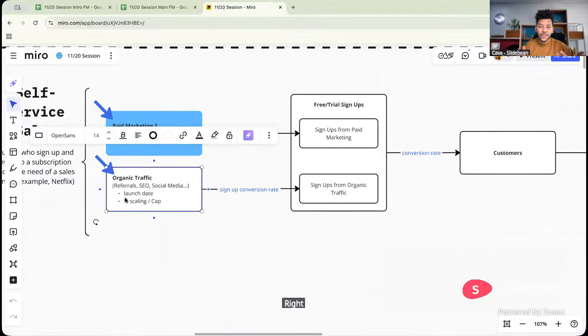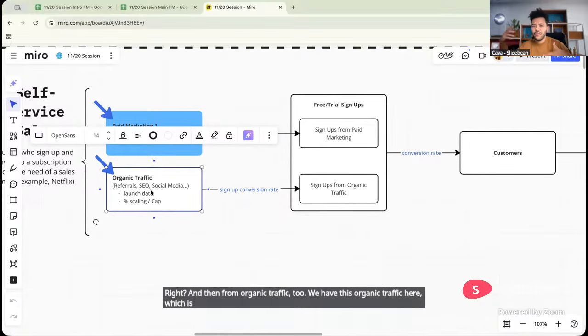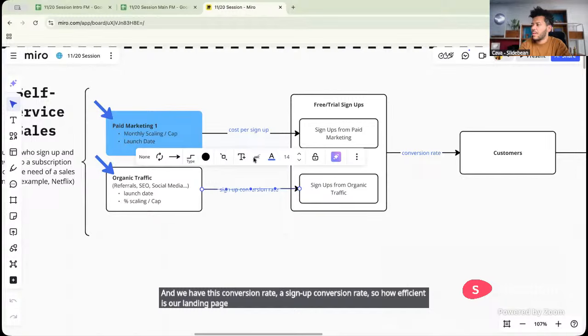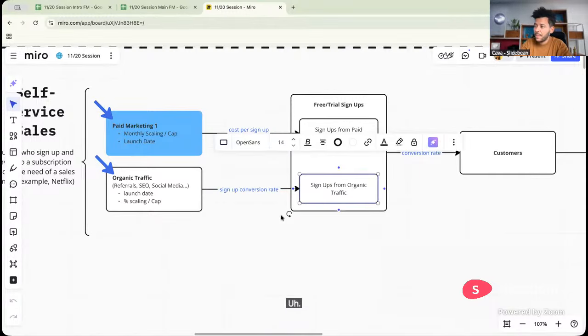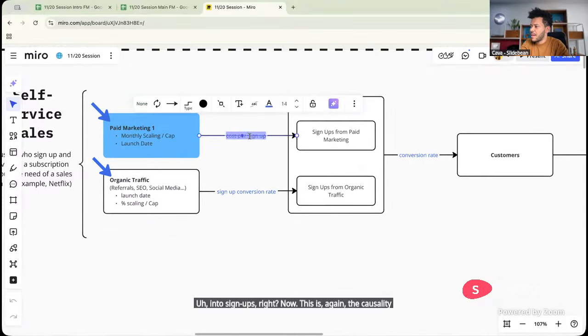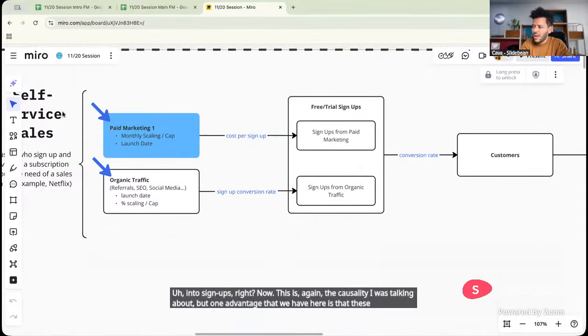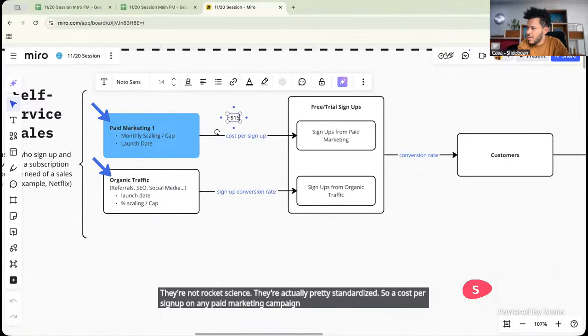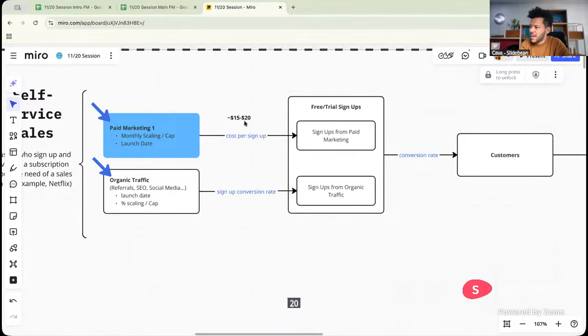And then from organic traffic too, we have this organic traffic here, which is SEO referrals. Again, people going to your landing page, and we have this signup conversion rate. So how efficient is our landing page at converting people into signups? Now, this is the causality I was talking about, but one advantage here is that these numbers are not rocket science. They're pretty standardized. A cost per signup on any paid marketing campaign is probably going to be somewhere in the 15, 20 bucks, which I would expect to be acceptable.